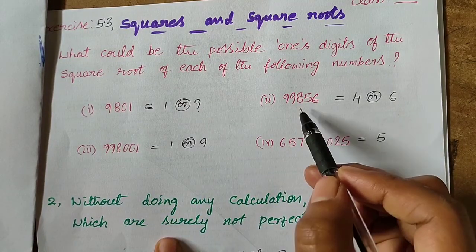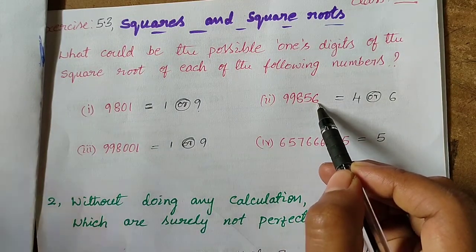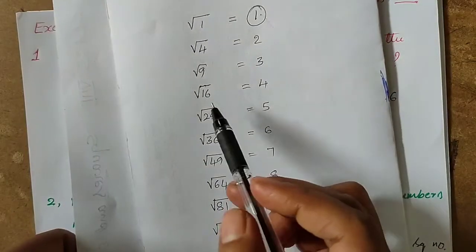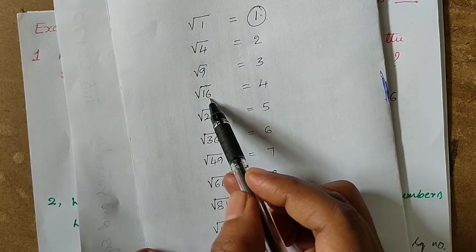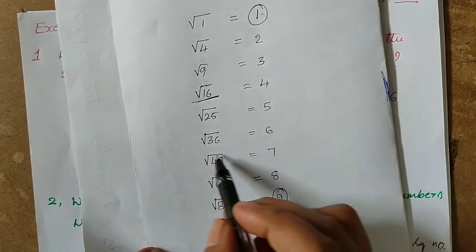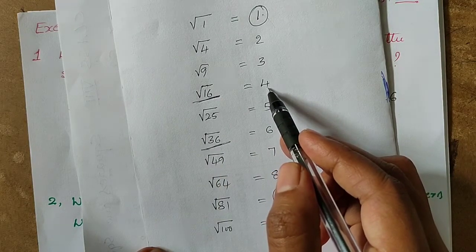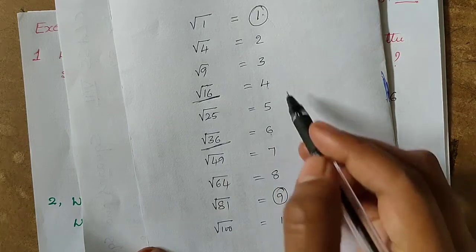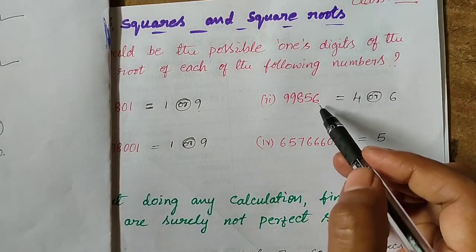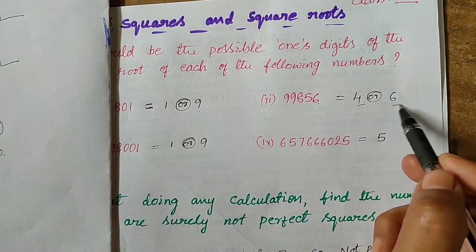Coming to the second problem, 99856. In this square number the unit digit is 6. Observe this one. In this square number the unit digit is 6. So root 16 and root 36. What is its square root unit digit? It is 4 or it is 6. So if the unit digit is 6 in the square number, the square root number's unit digit is 4 or 6.